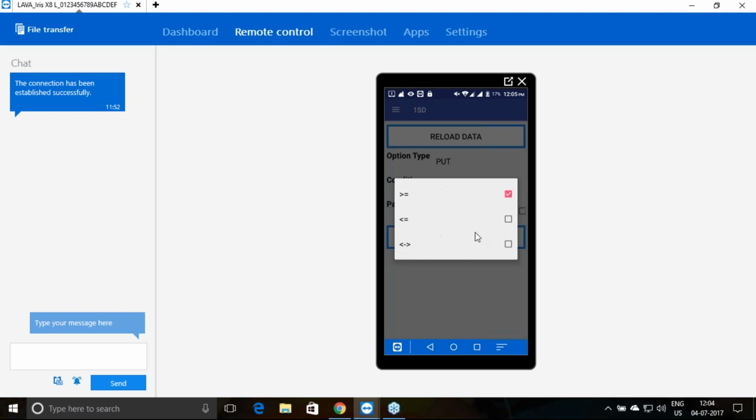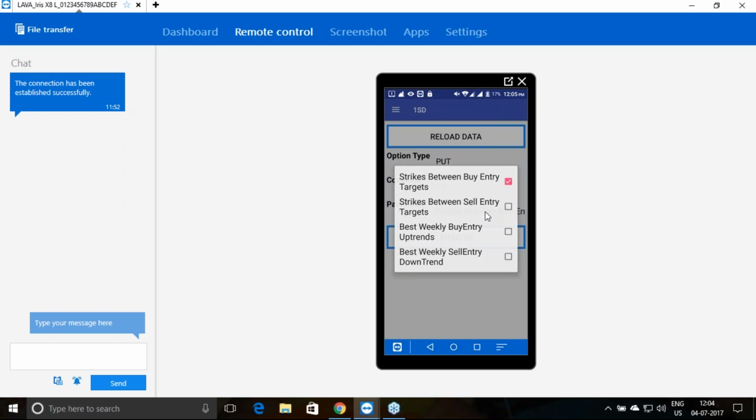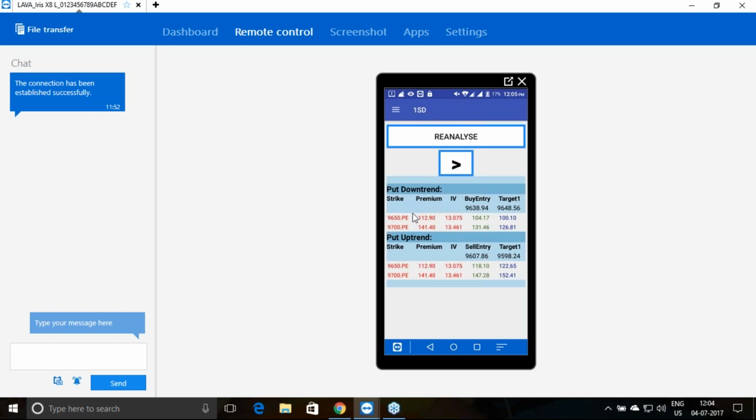One more group also we have given you, not greater than, less than, this is just equal. So you can say put strikes between buy entry and targets, or sell entry and targets. Which are the puts falling between the buy entry and targets? These are the put strikes coming. So I can think, in an uptrend to sell, between that buy entry and targets, these puts are falling. I can think of selling these put options in the uptrend.